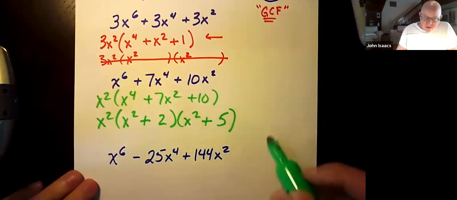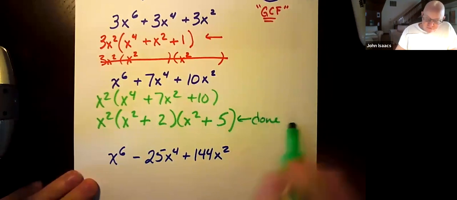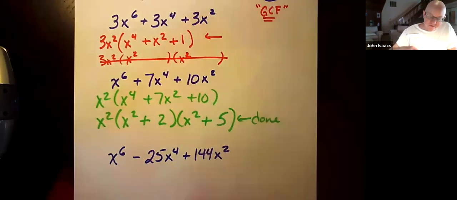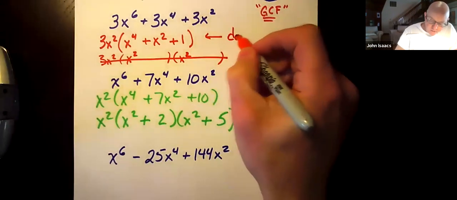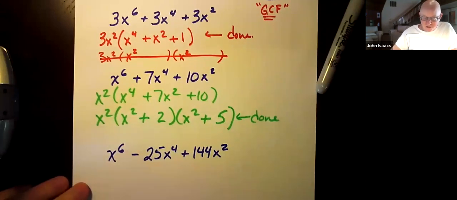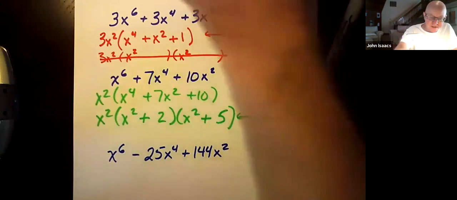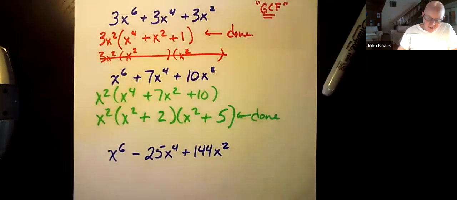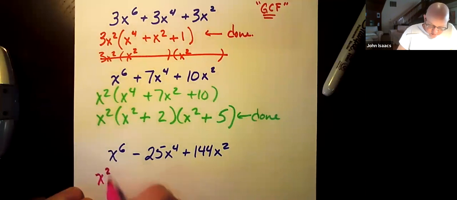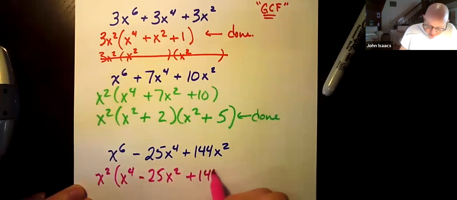But for right now, this seems done. There's no way to factor that further in the current type of factoring that we're doing. Okay, so those two are done. Now, the next one also is an x to the 6th. Also is a trinomial. Also has an x to the 4th and an x squared here. So once again, this one too has a greatest common factor of x squared. So x squared times x to the 4th minus 25x squared plus 144.